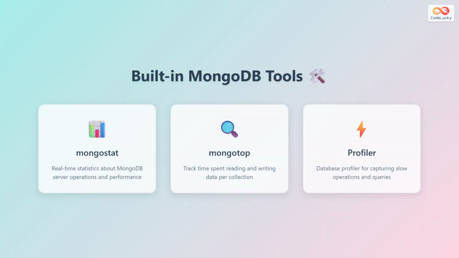MongoDB comes with several built-in tools that can help with performance monitoring. Mongostat provides real-time statistics about MongoDB server operations and performance. Mongotop tracks the time spent reading and writing data per collection. The profiler captures slow operations and queries, which can then be analyzed to improve performance. These tools are a great starting point for monitoring your MongoDB instances.